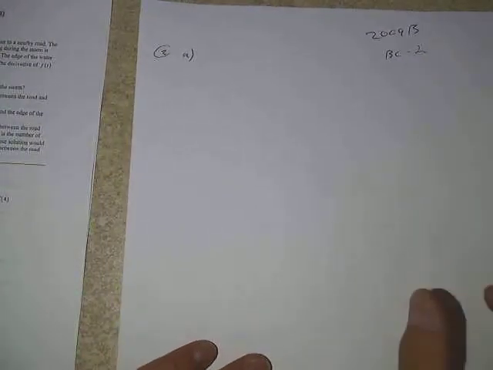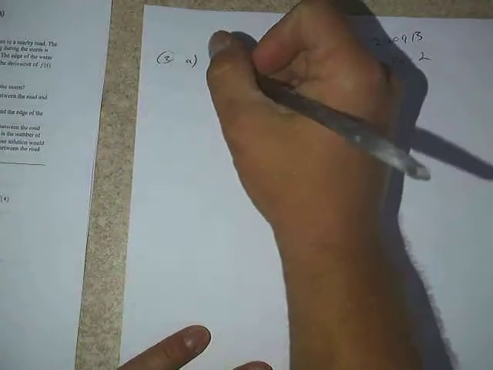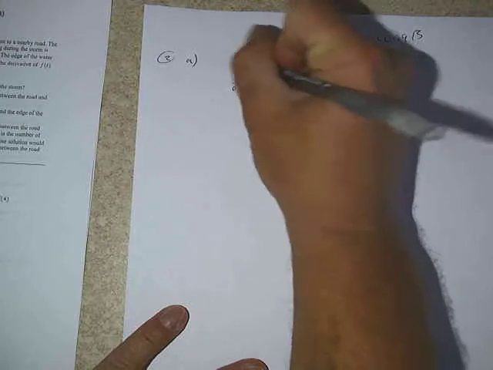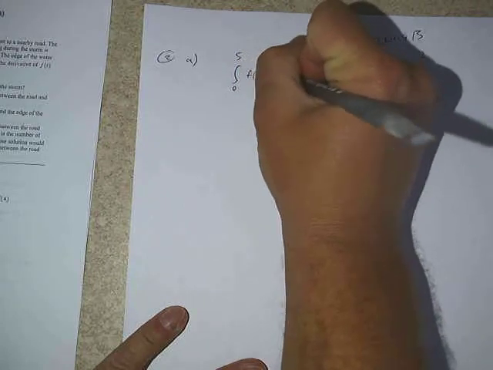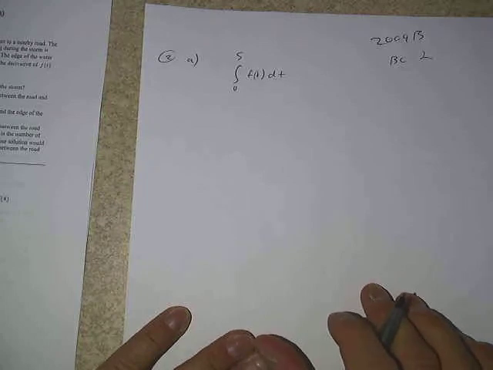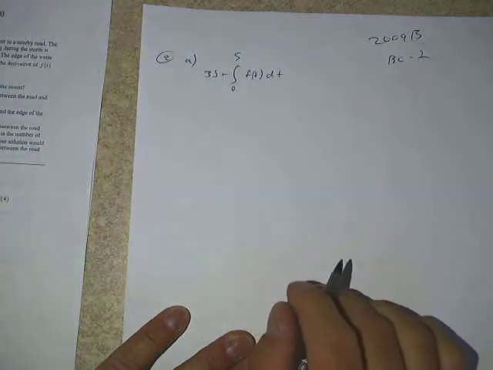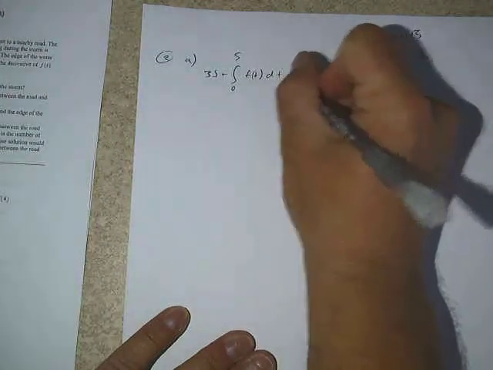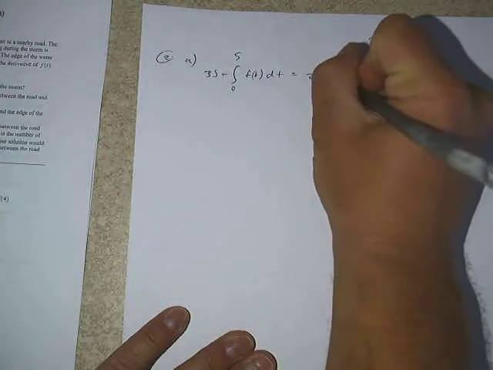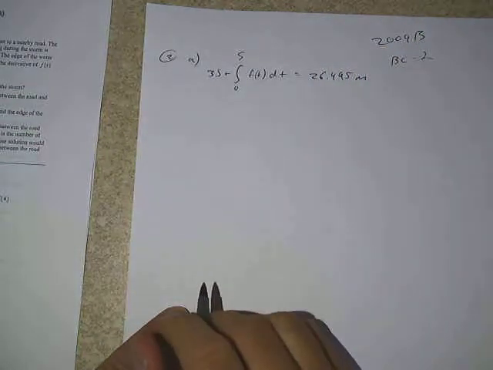So keep in mind that this f function that they gave us is essentially the rate at which the distance is changing, and it's in meters per hour. So in this context it's not really a velocity, but it's kind of like a velocity, isn't it? And if we integrate it, it's going to give us the displacement or the change. So if we do the integral from 0 to 5 of f of t dt, that's going to give us the change in position of this water line, if you will.